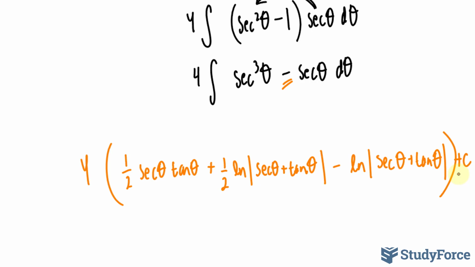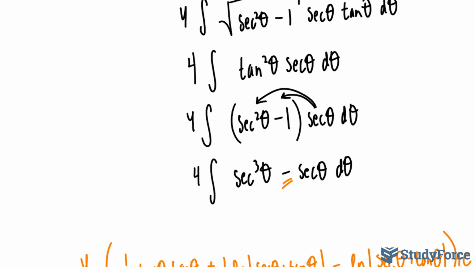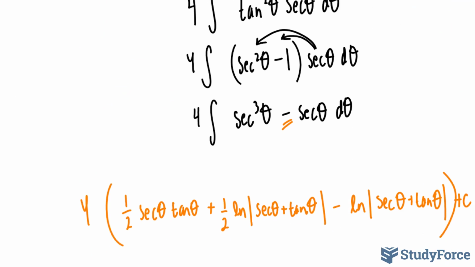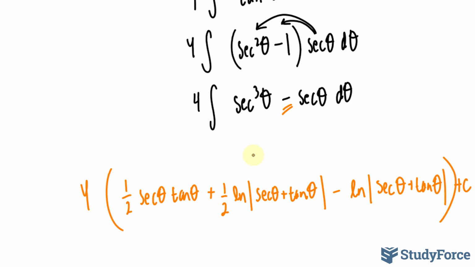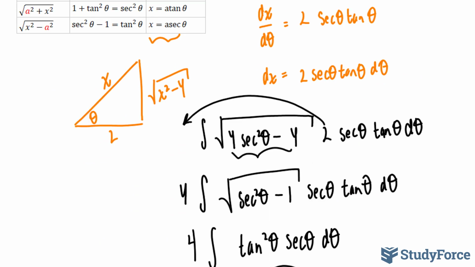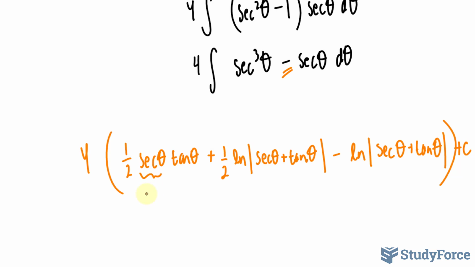Remember, we started off with a function that was in terms of x. This expression is exclusively in terms of theta. So what we have to do is go back to this triangle that we made earlier and find equivalent expressions for tangent theta and secant theta, and replace all thetas with expressions of x. Let's go ahead and do that. Let's start with secant theta. Secant theta we know was x over 2. So I'll replace this with x over 2. That stays the way it is.